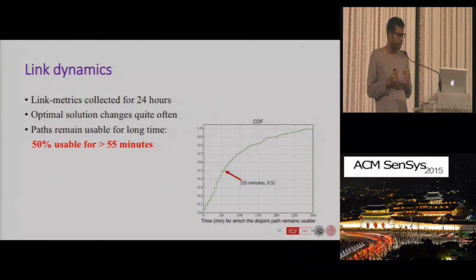What we find is that the optimal solution changes quite often, especially during the day when there is movement in the office. But the paths remain usable for a long period of time. And when we say usable, it means that the constraint which dictates that the flows don't interfere with each other holds, which means that if the bulk transmission is started, then it will happen successfully. In fact, what we find is that 50% of the solutions that we obtain over a 24-hour period are usable for greater than 55 minutes, which means that the link metric collection could actually go a bit slowly as well.